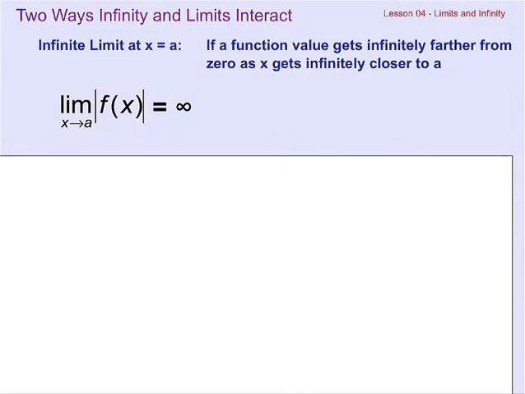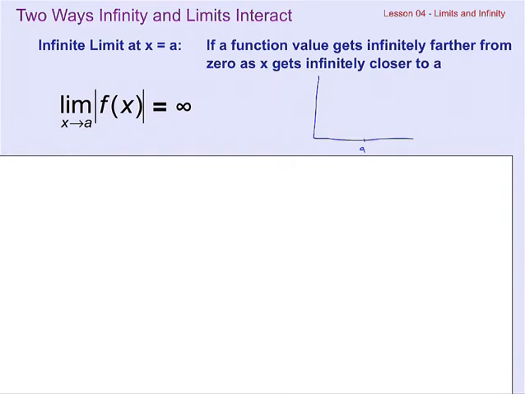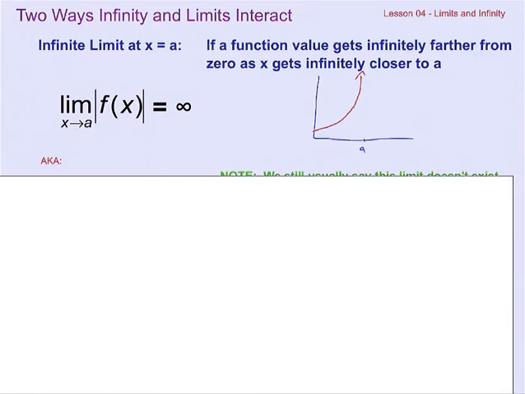in other words, the limit of the distance from f of x to 0 as x approaches a is infinite, well, that would look something like this, where we have some function being graphed around a point, around an x value, x equals a, and the function will, as x gets closer to a, get infinitely farther and farther away from 0, which means that, as you've heard this called in the past, there is a vertical asymptote at x equals a.